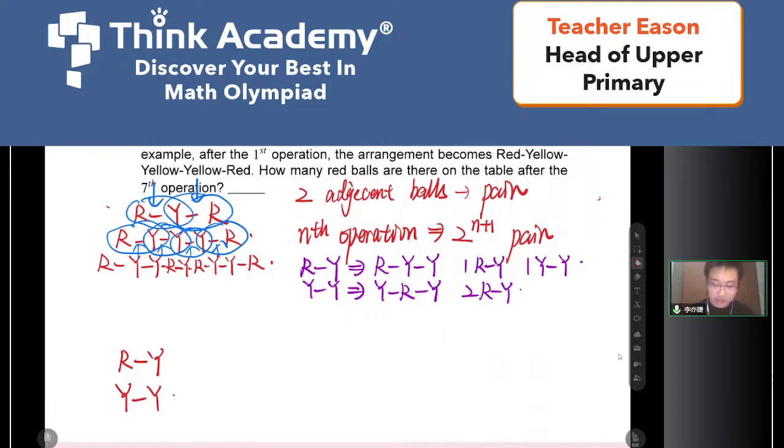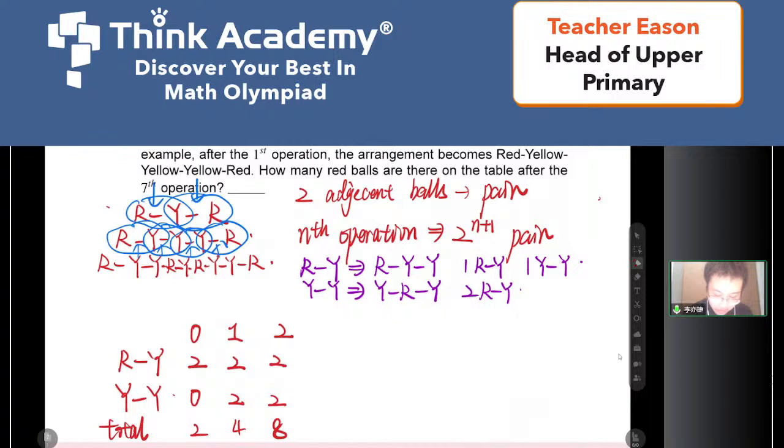And this recursion logic is quite easy, right? In the zeroth step, the original one, we have 2 red yellow, 0 yellow yellow. After the first operation, 2 red yellows become 2 red yellow and 2 yellow yellow, and the total is 2, 4, 8, right? Then in the second step, the 2 red yellow become 2 red yellow and 2 yellow yellow, and the 2 yellow yellow just become 4 red yellow. So it's 2 and 6.